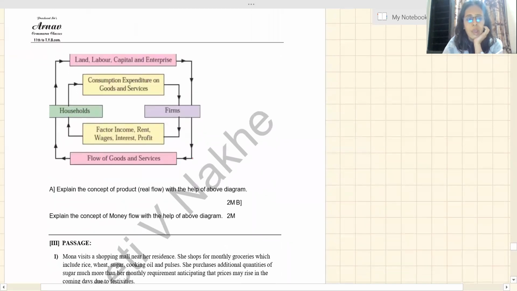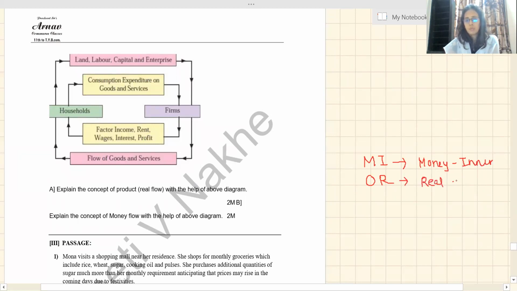See, this is very easy. Explain the concept of product real flow. Now, if you remember, I have explained this while drawing the diagram. Here the diagram has been given, but in the exam, if it has been asked as a short note, then remember this: MI. MI, you know, mobile. So it is money. When it is money, it is the inner flow, and the outer flow is the real flow.